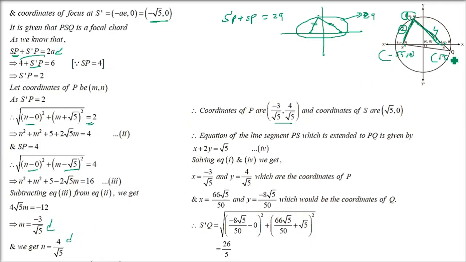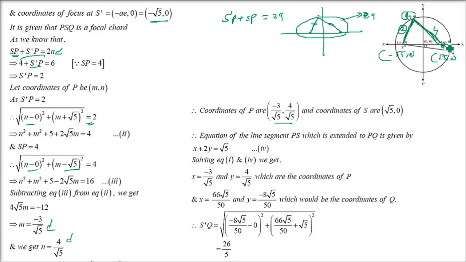So now we still don't know the Q point. We still don't know the Q point. So now we will try to find out the 2 points by intersecting this ellipse with the straight line.